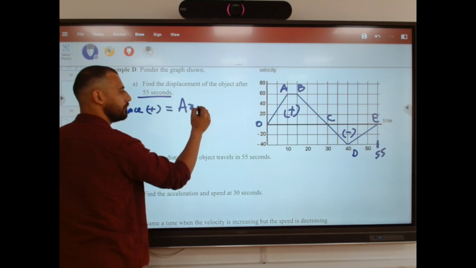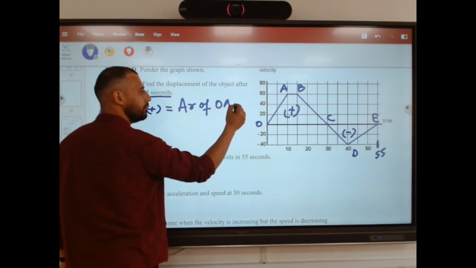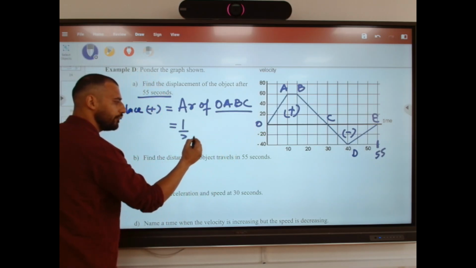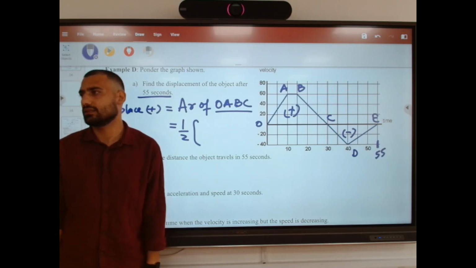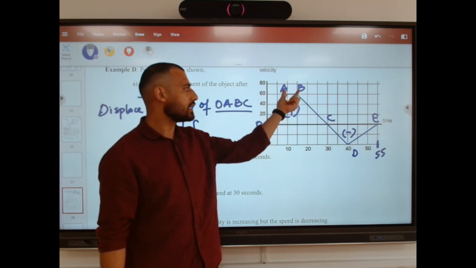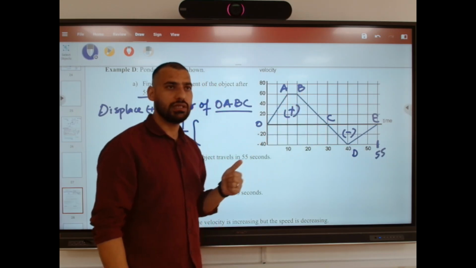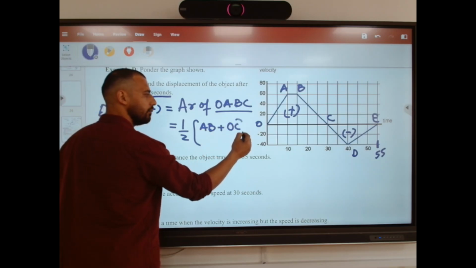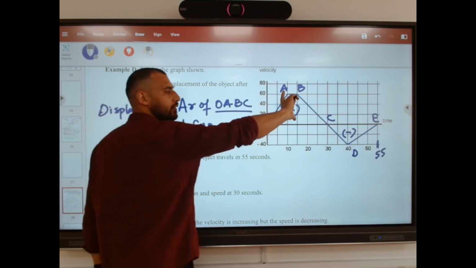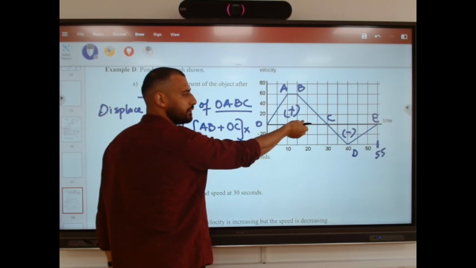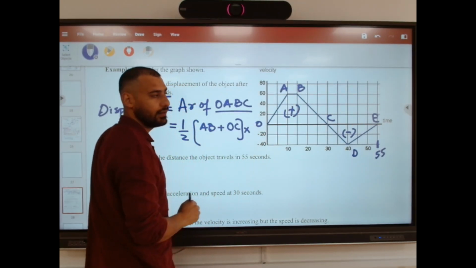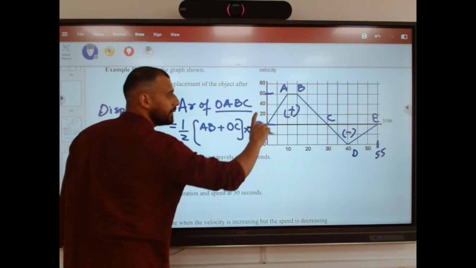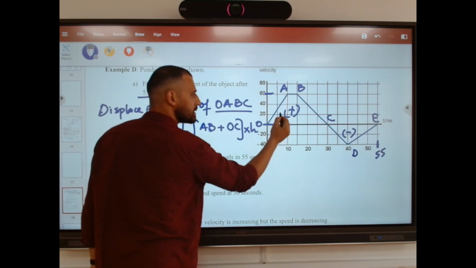So what is the area of OABC? Now that area will be given by half of the sum of parallel sides. What are the two parallel sides? AB and OC, isn't it? So it is AB plus OC multiplied by the perpendicular distance. What is the perpendicular distance between OC and AB? Is it from this point to this point? How much is that? So I can write it as H, okay?